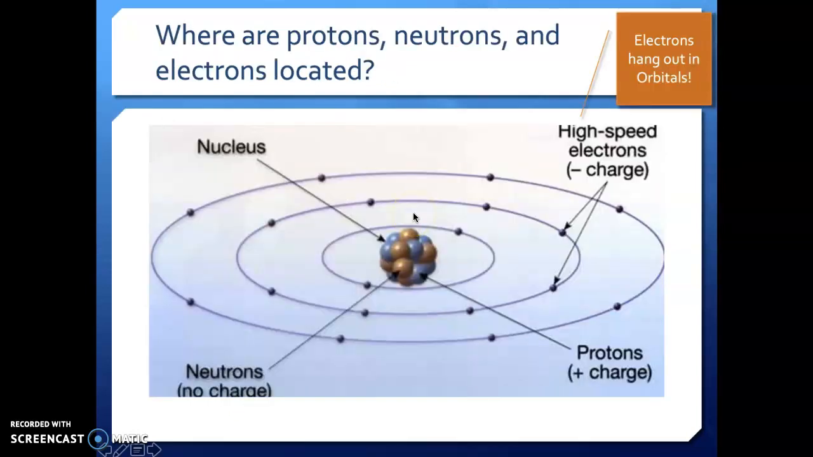So when we're talking about what makes an atom unique, there's two parts that we're looking at. We're talking about the structure of an atom, what it's made out of. In the middle is something called a nucleus, which has neutrons, no charge, and protons, positive charge. So if I were to ignore all these things on the outside, you'd say the nucleus has a positive charge.